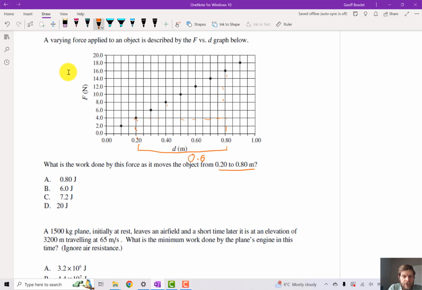Now, the number that is smack in the middle of 4 and 16, the average number, is 4 plus 16 divided by 2. The way you find the average of two numbers is add them up and divide by how many you got, which is 10. So we have an average force of 10 newtons, and we're exerting it for 0.6 meters. So I'm going to say my work is equal to my average force times my distance. So 10 times 0.6 is just 6. And there we are for that guy.